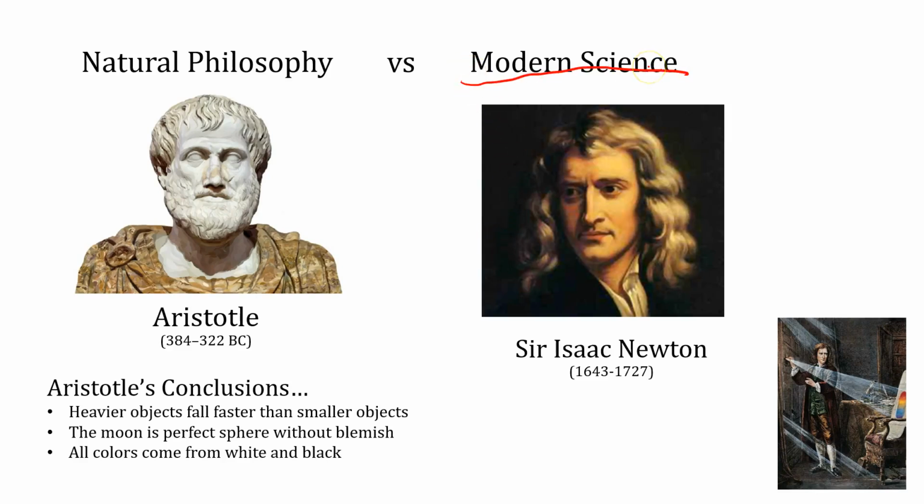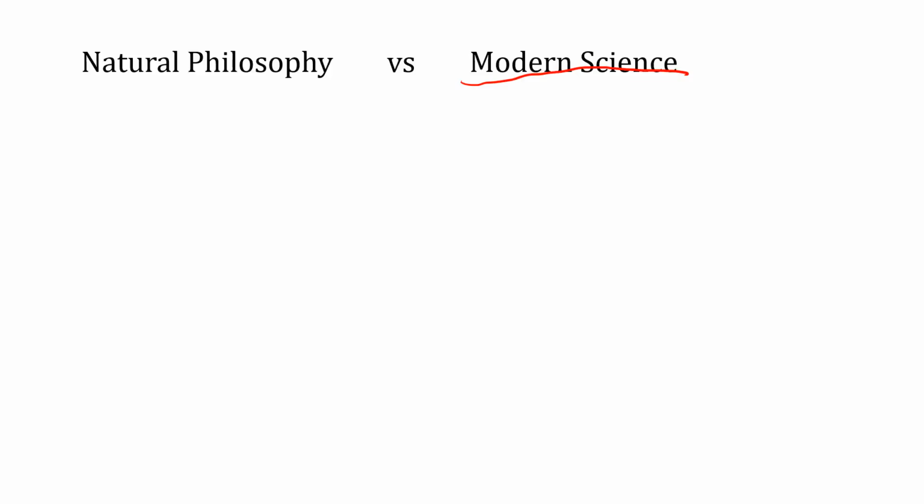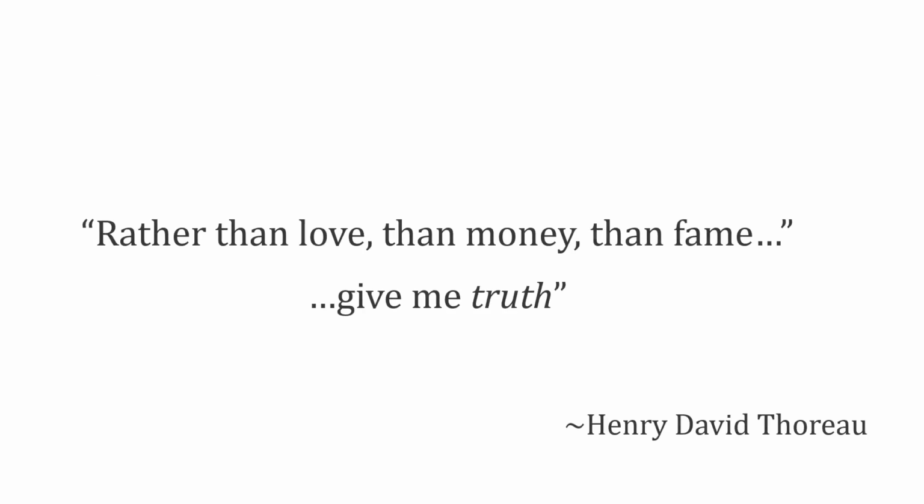It's the systematic approach of coming to a belief and determining if something is true or not based upon experimentation. And if you can sum up the mind of a scientist, I always appreciate this quote here by Henry David Thoreau. "Rather than love, than money, than fame, give me truth." And scientists are generally people that don't want to believe what is comfortable. They don't want to believe what's easy. They want to believe what's ultimately true.